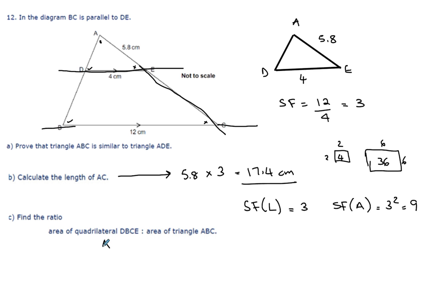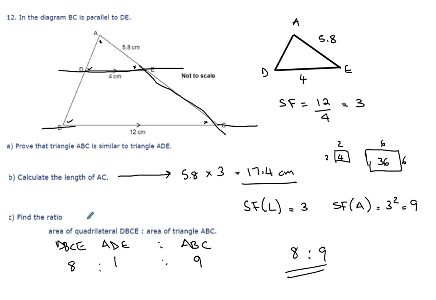So if you had ADE to ABC, then you can tell if the area of ADE was 1, then the area of ABC would be 9. Yeah? So what's left? So that's the 1, that's the 9. So that bit there would be the 9 minus 1, which is the 8. Yeah? So if we put that there, DBCE would be 8. Yeah? So that would be the ratio.